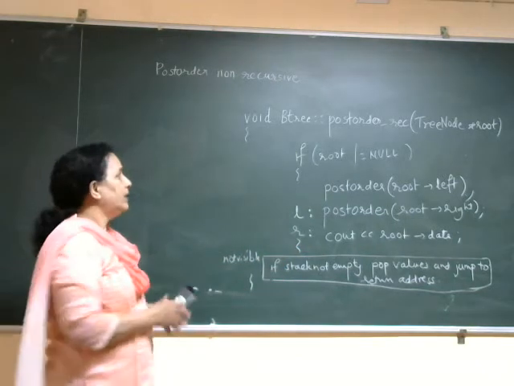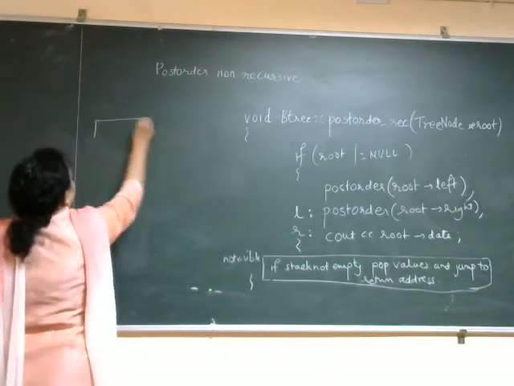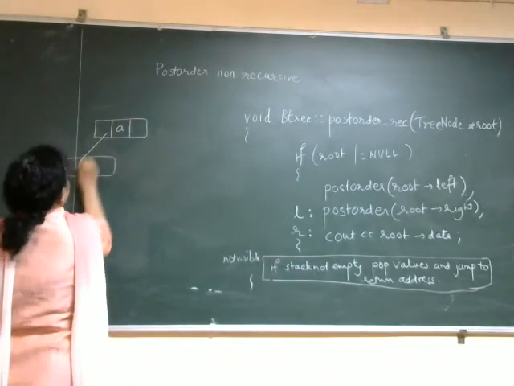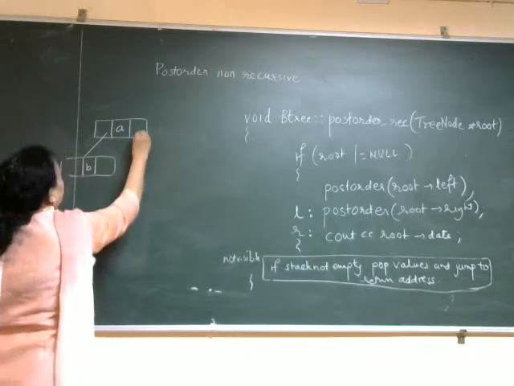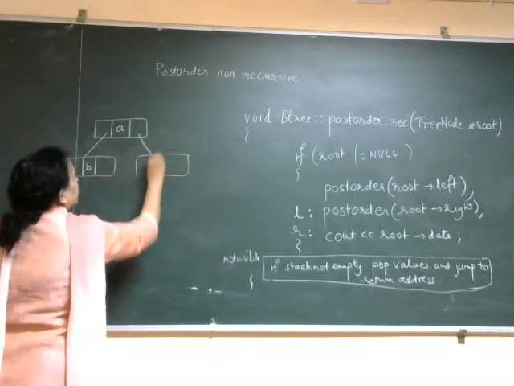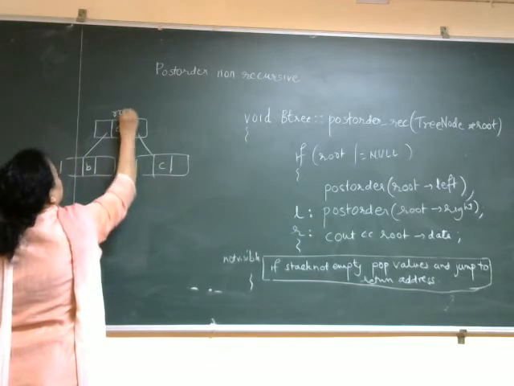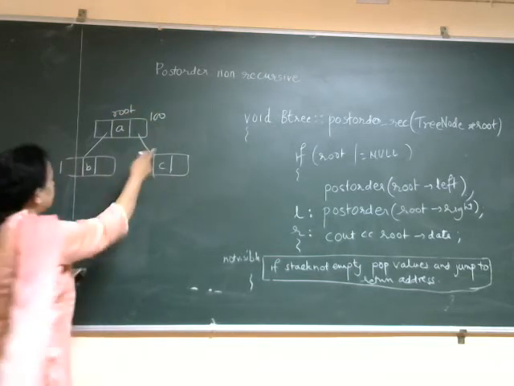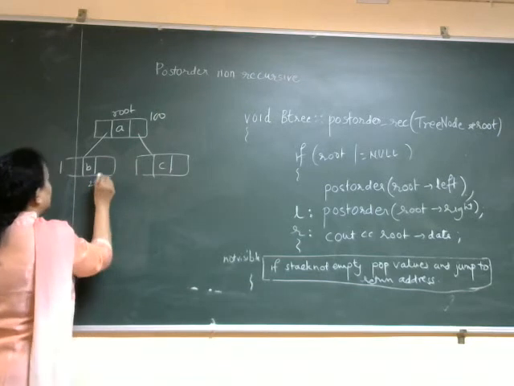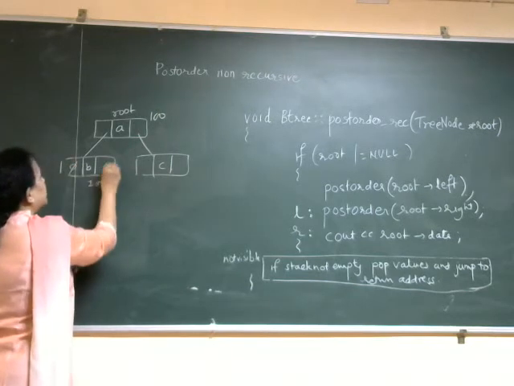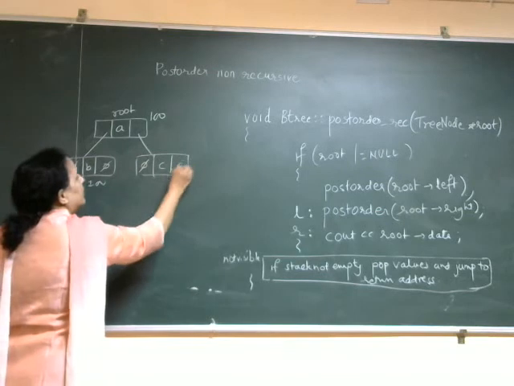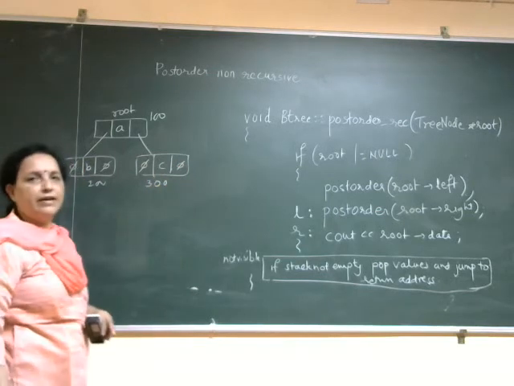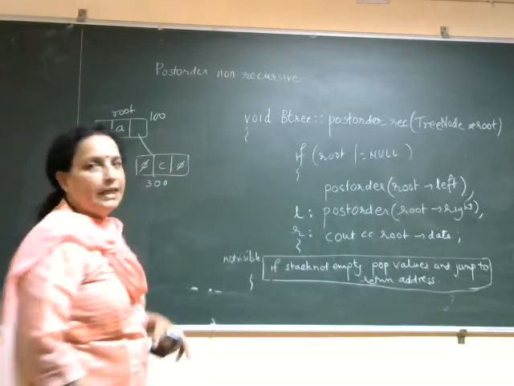Now how is it solved? We'll draw one tree. Suppose this is A as a root, this is B, and this is C. This A is a root having address 100. This is left, having address 200. There is null over here. What is the address for C? That is 300. So we have taken only 3 nodes.